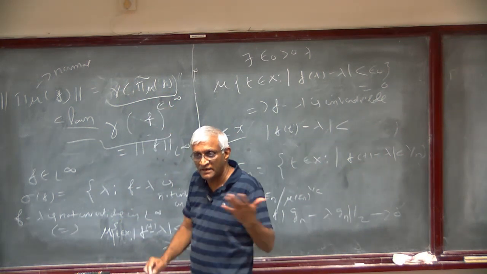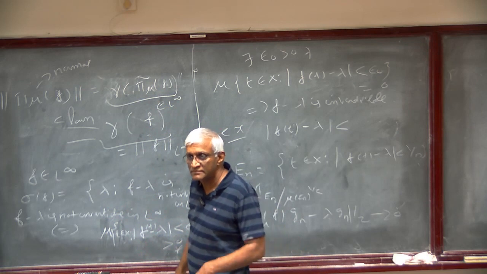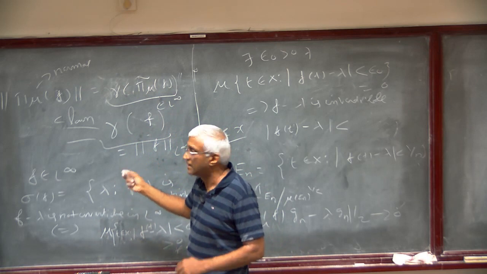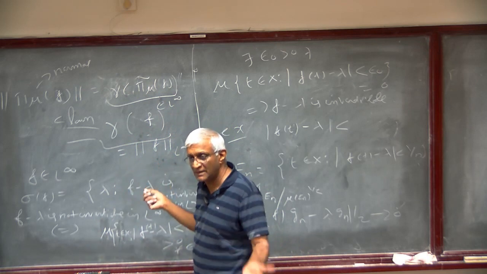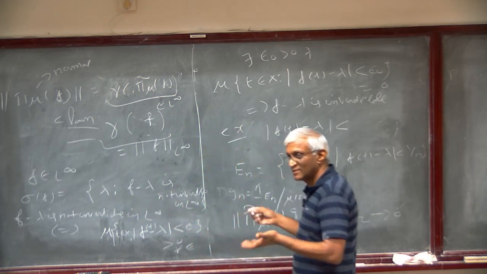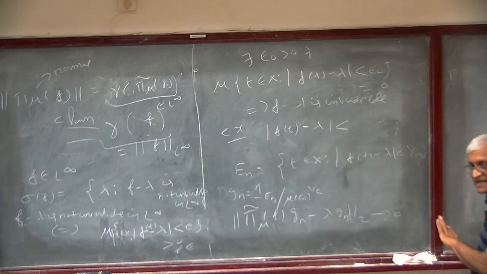It's just a multiplication operator, and f is in L infinity. Mu is a measure, and this is a multiplication operator on L2 mu. So we were discussing the multiplication representation of L infinity.